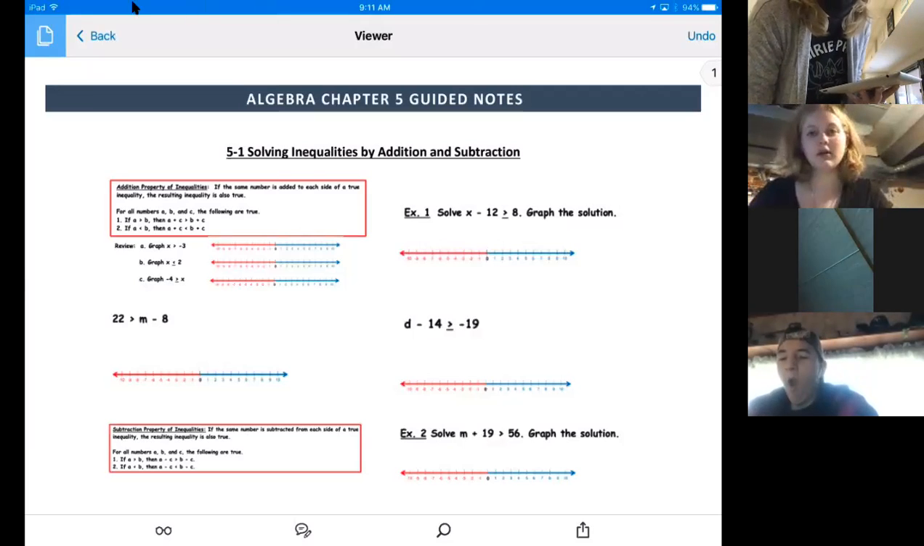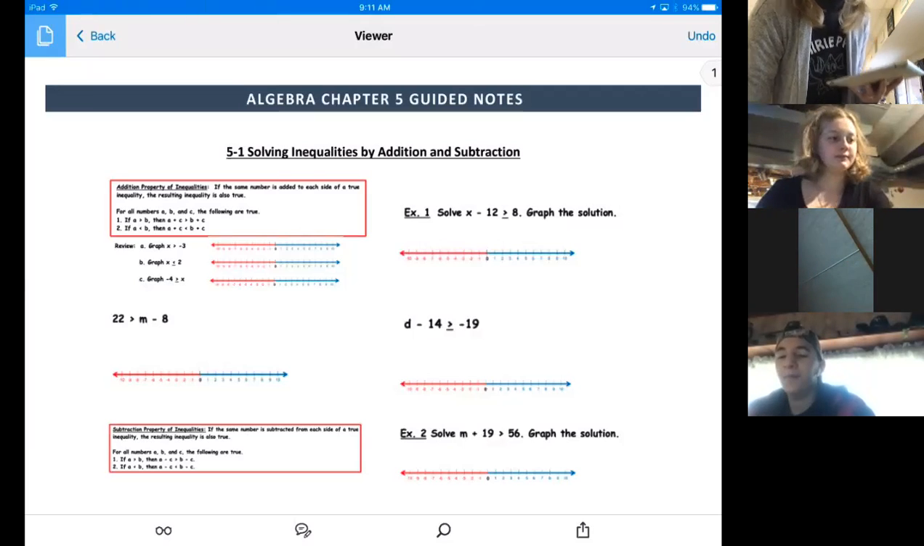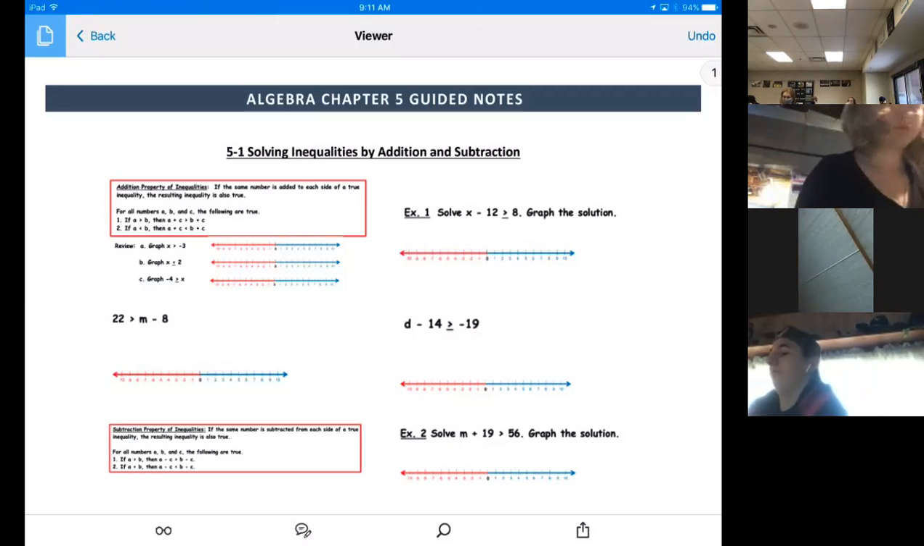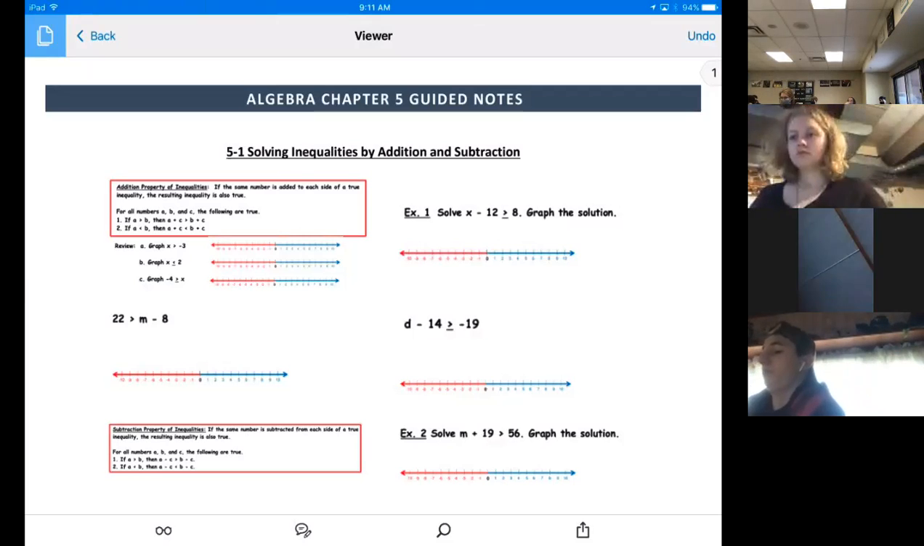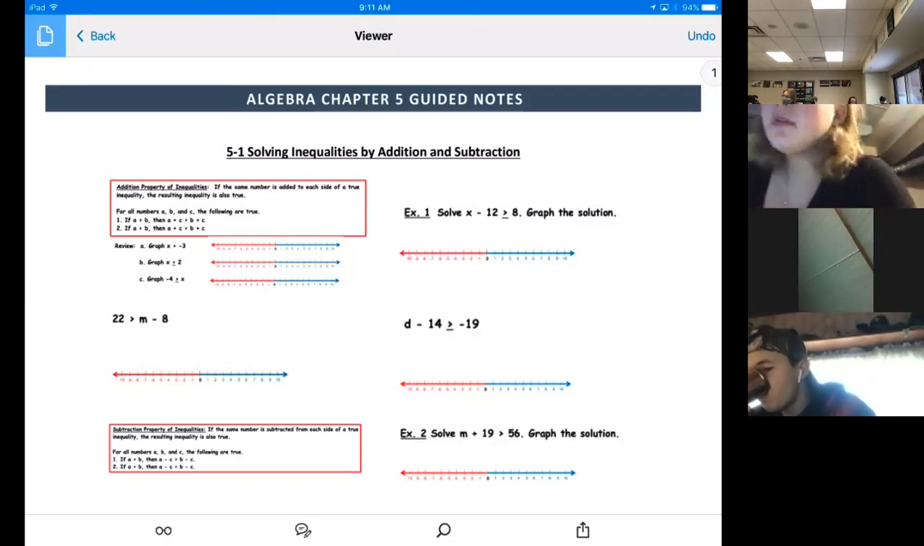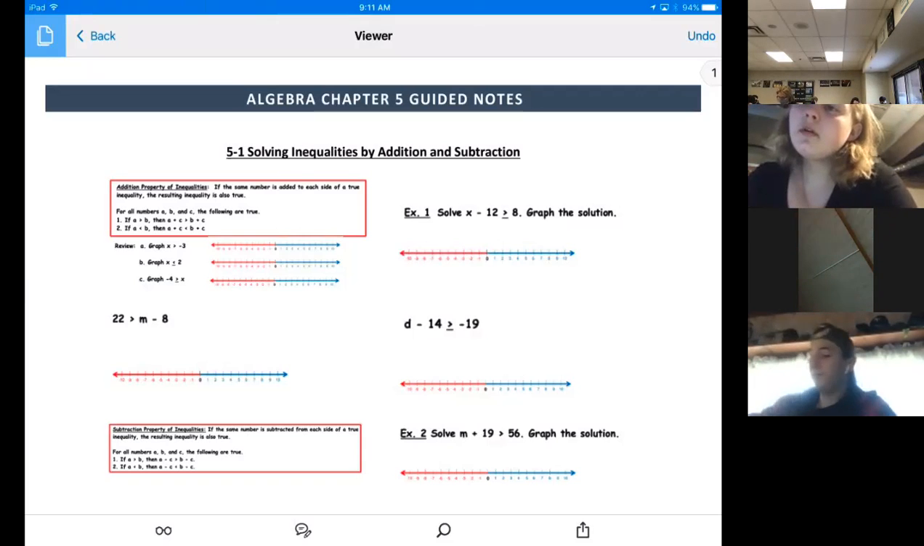Here is what we're doing today. By the way, this whole chapter is about inequalities. So we're going to be talking about inequalities. All right, so this first section is solving inequalities by addition and subtraction.